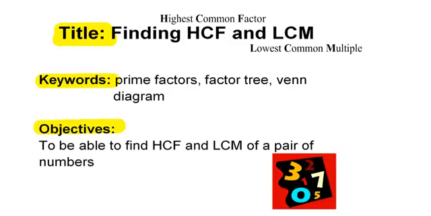Okay, right, the title of this video is finding the HCF, or highest common factor, and the LCM, or lowest common multiple. Keywords are prime factors, factor tree, and Venn diagram. The objectives of the lesson are to be able to find the highest common factor and the lowest common multiple for a pair of numbers.